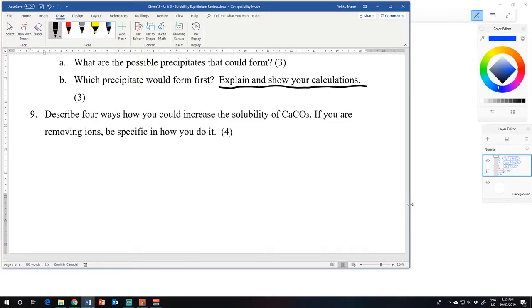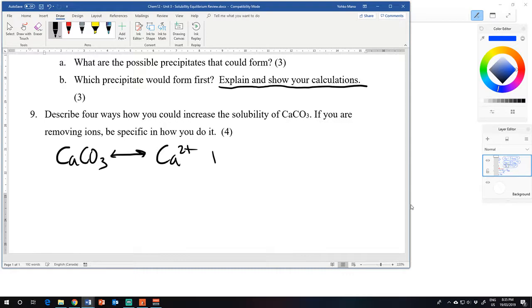Alright, last question, number 9. Describe 4 ways you can increase the solubility of calcium carbonate. Remember, there really isn't too much to this, and I really should not say 4 ways, because the 4 ways are kind of silly and they're really just one way.